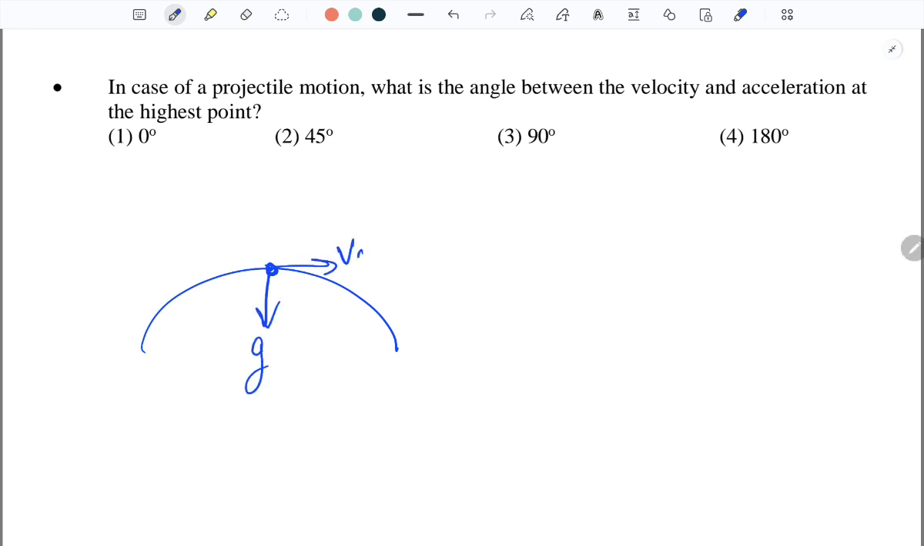Velocity v cos theta, meaning the horizontal component, remains always constant, isn't it? So here, if there were some vertical and some horizontal, at the top it is fully horizontal, v cos theta, and the vertical keeps decreasing. At maximum height, the vertical component becomes 0, so you have only the horizontal component and acceleration due to gravity. So the clear cut answer is 90 degrees.